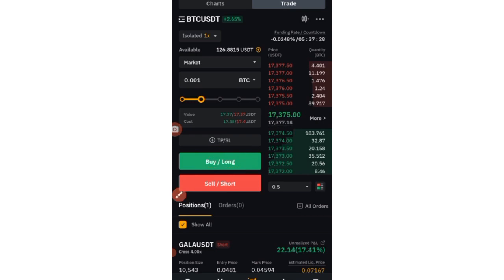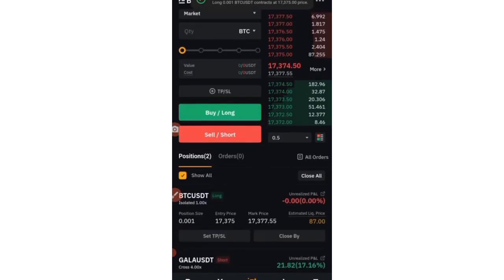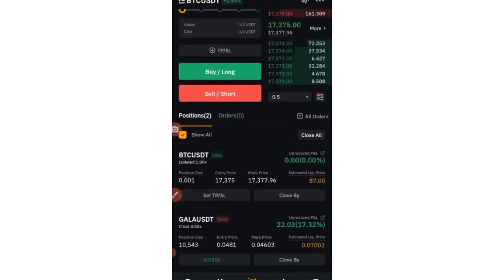Okay, so I'll click it now. You can see it's successful now. You can see my positions now, before I had just Gala, which was an old trade before we started. Now I have an extra position, BTC USDT. I've now bought BTC, and it is now in the trade, and I bought it at this price.